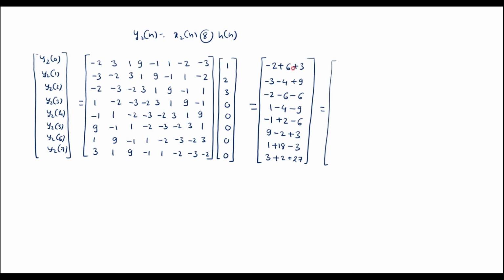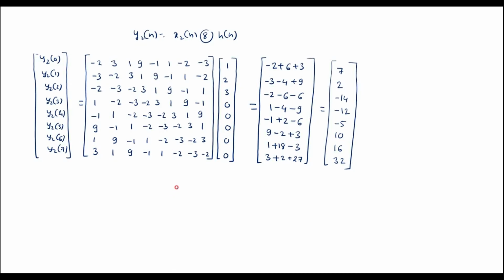So simplifying this I can write 7, 2, minus 14, minus 12. Here we have minus 4, minus 1, minus 5, 10, 16, 32. So this is y2 of n sequence.